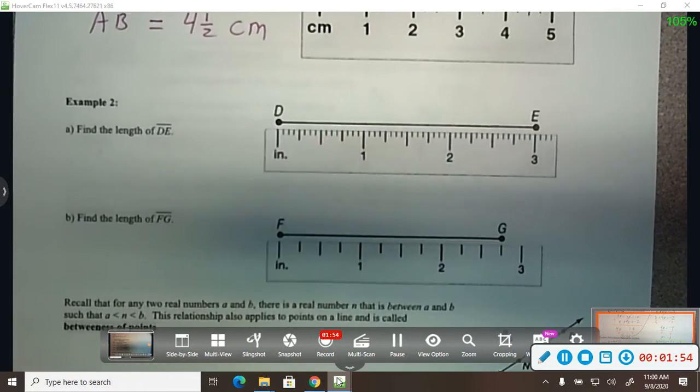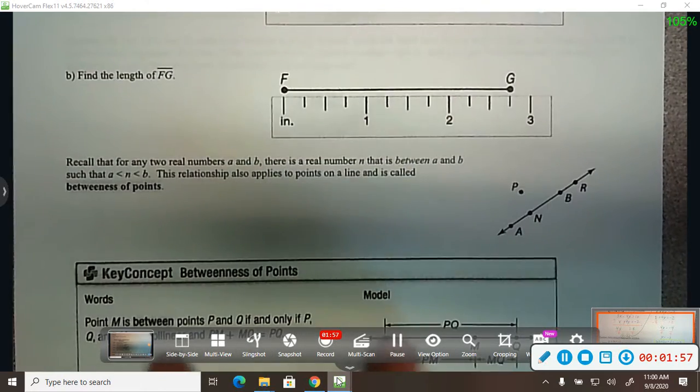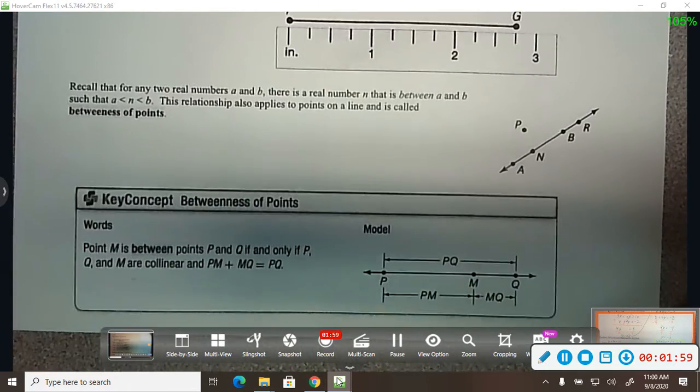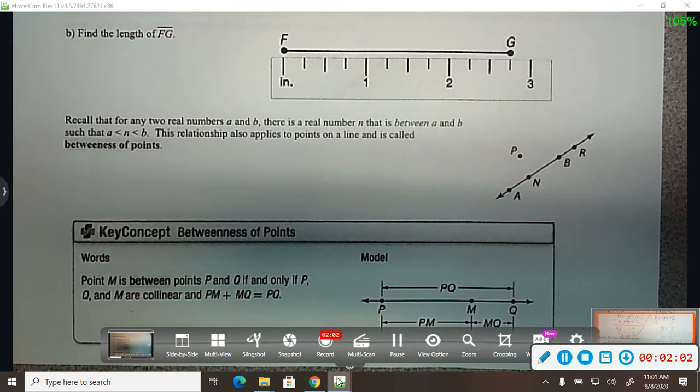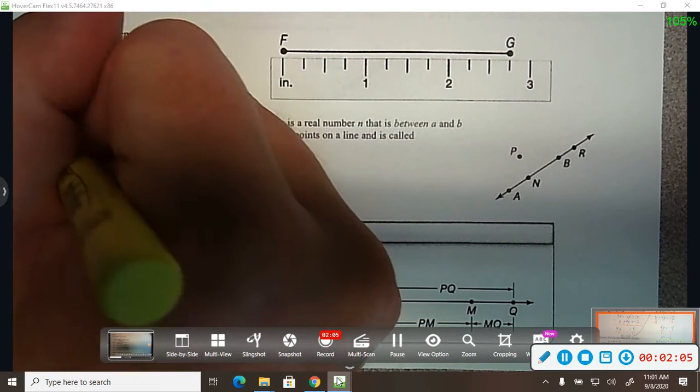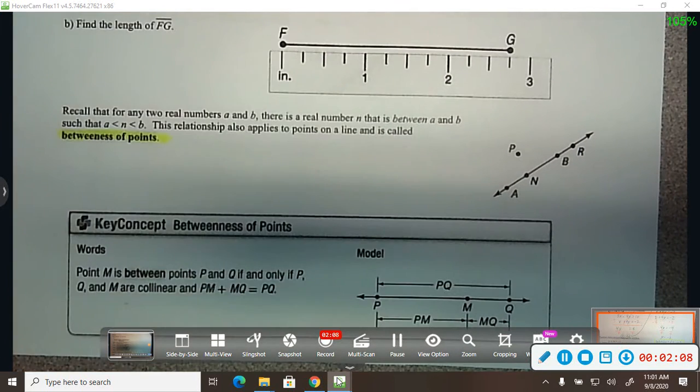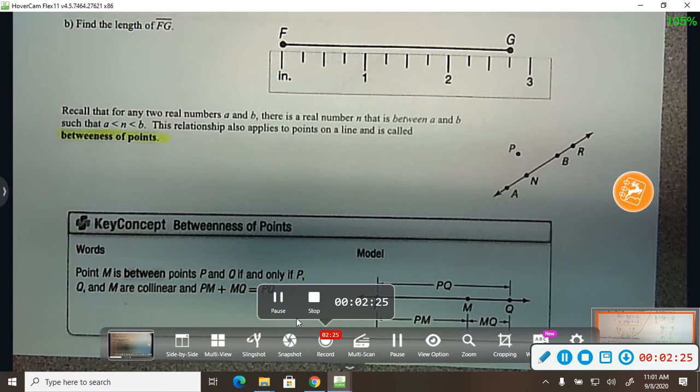But what we need to get to is what's called the betweenness of points. And all it says is that in between any 2 points, you can always put another point in between those two. And we call that between. Okay? Yes? So the betweenness of points just says you could put a point in between any other 2 points.